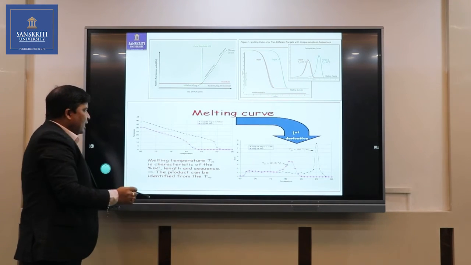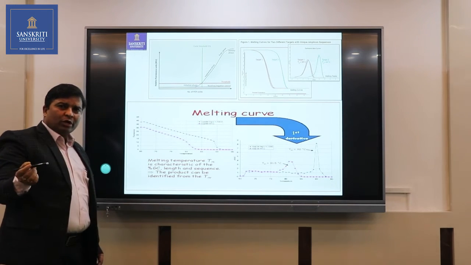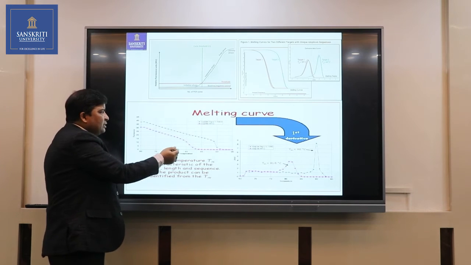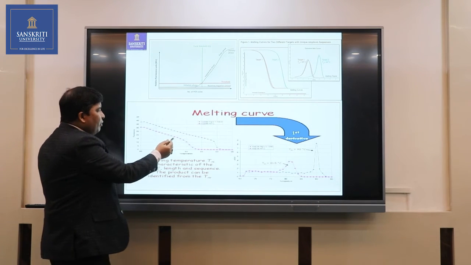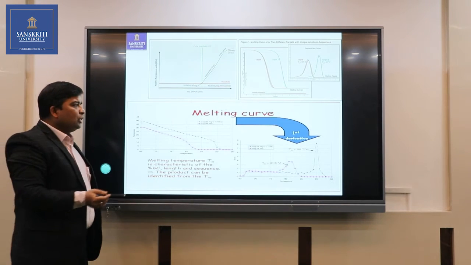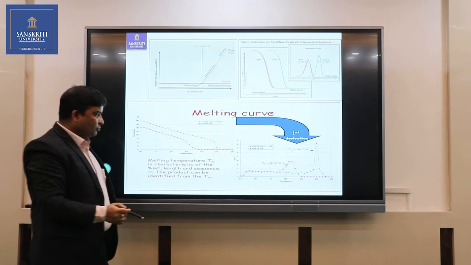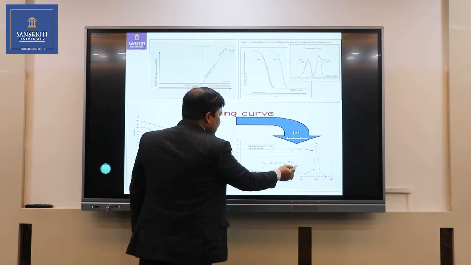Here we can see that if there are two different products, or if there is a contamination, then we get two different melt curves. It depends on the GC content of the product. Here we can see that there is a dimer.